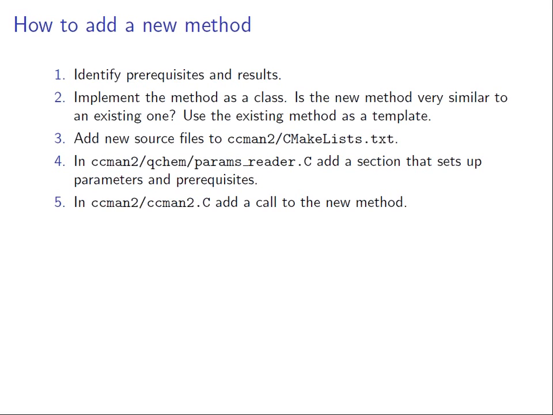Okay, finally done with the code. Last slide. I'll just give you a brief instruction on how to start working on a new method. The first thing to do is identify prerequisites and results. Essentially, you need to think about what kind of calculations need to be done prior to this new method, whatever that is, so that those results can be reused, and what kind of data that method is producing. It's a very abstract instruction, but there is nothing less general to say because I don't know what kind of method you're working on.